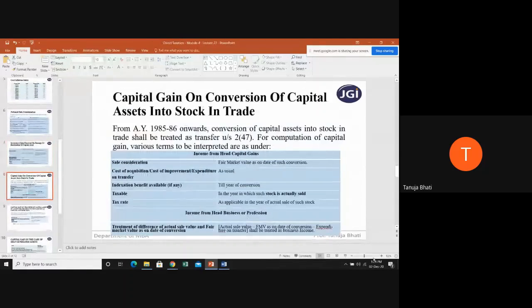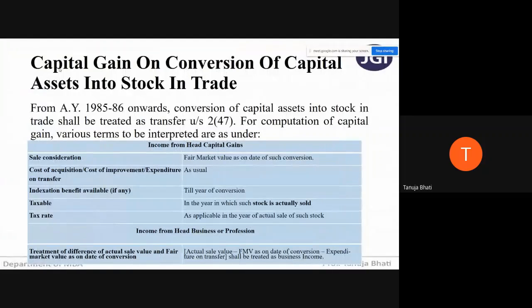If yes, we shall move ahead to the next type of transfer, which amounts to transfer, that is, capital gain on conversion of capital asset into stock in trade. In the definition of transfer, we have seen that when any capital asset is converted into stock in trade, it is regarded as a transfer. Now, if it is regarded as a transfer, obviously there is going to be a capital gain.